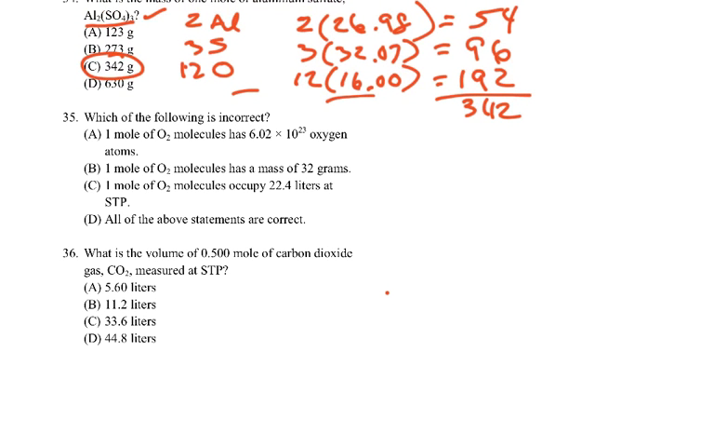Okay, which of the following is incorrect? Okay, about mole facts. A mole of oxygen molecules has 6.02 times 10 to the 23 oxygen atoms. No, that's wrong. It has that many molecules, but it would have double that number of atoms because it's O2. 1 mole of O2 has a mass of 32 grams. That would be true because each oxygen is 16 and there's 2 of them. So I think that's our answer.